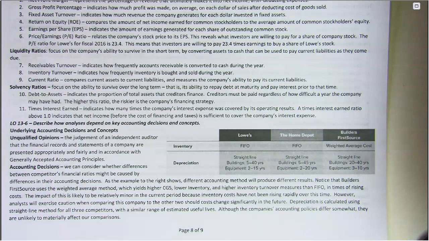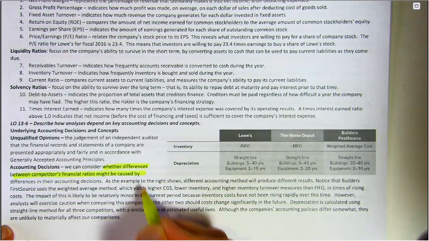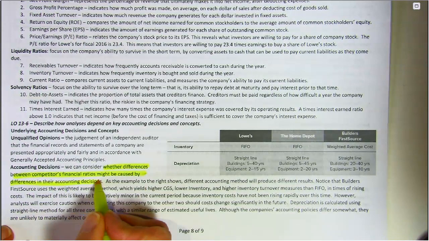Before we finish this chapter, I want to remind you that all three types of analysis, horizontal, vertical, and ratio analysis, are important. It's important that you do all three to be able to get a more fully and well-rounded picture of how the company is doing. The other thing we want to consider is this whole issue of whether differences between a competitor's financial ratios might be caused by differences in accounting decisions.